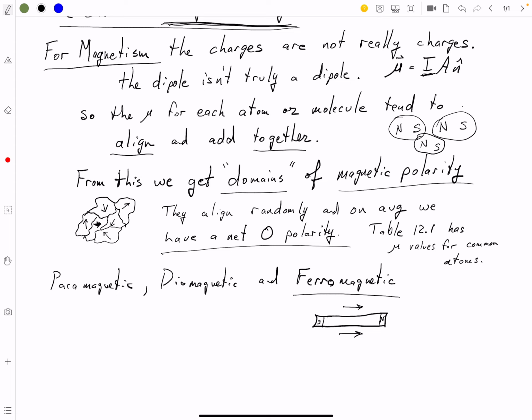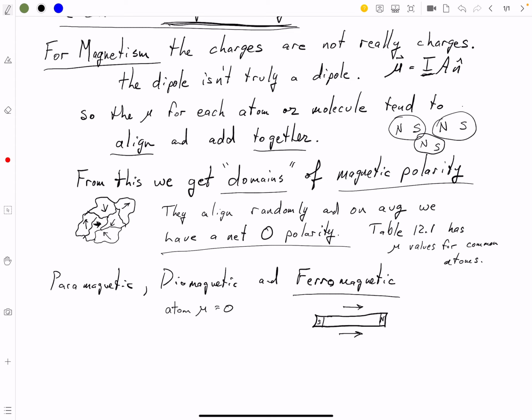Diamagnetic would be a substance like bismuth or whatever, but they don't have, for each atom, their mu is 0. So that is, they kind of oppose it.